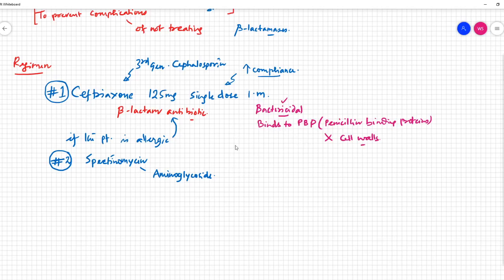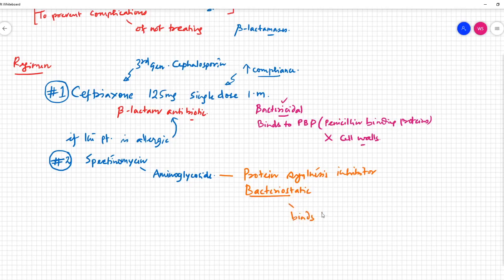What about spectinomycin? What's the mechanism of action of spectinomycin? It is a protein synthesis inhibitor. Okay, so let's take another color here. This is a protein synthesis inhibitor, and this is bacteriostatic. Okay, it's an alternative drug.